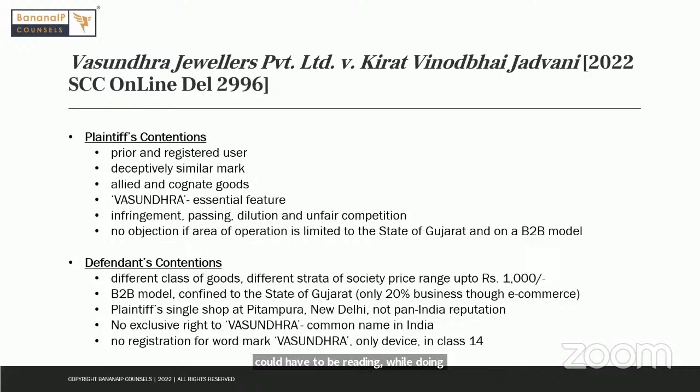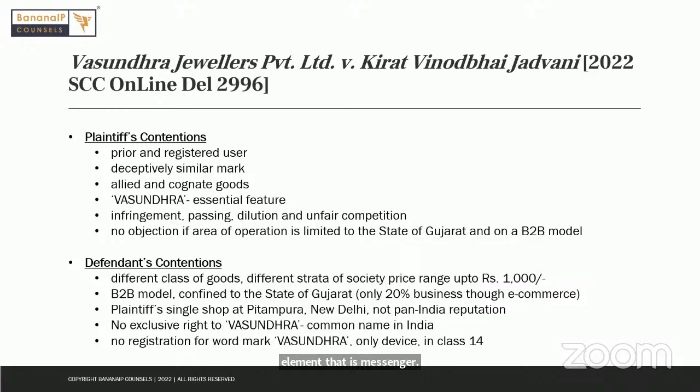Also, they contend that the name Vasundhara is a very common name in India. Given that, there could not be any exclusivity over a name which is very common in India, and it cannot be contended to be an essential feature, given how commonly people relate to it across different states in India. Furthermore, they have mentioned that the defendant's mark is for a different class, whereas the plaintiff's mark is for registration in class 14, and also as device marks, where they have not claimed any specific rights over the word mark, the literal element that is Vasundhara.